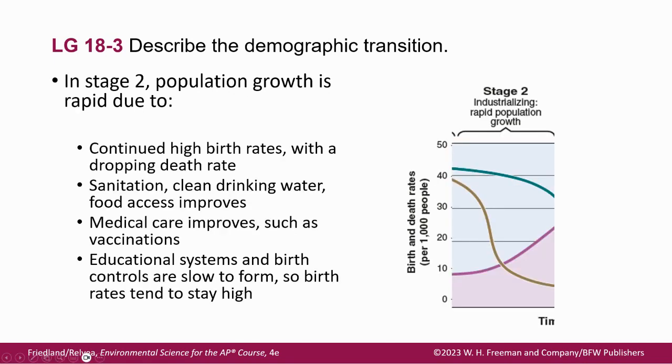Stage two. We're looking in the middle towards the beginning. Population growth is rapid due to high birth rates with a dropping death rate. Usually that means our medical care has improved. We've needed to improve our drinking water because more people are living on it. Our education systems and birth control are slow to form, so birth rates still remain high. We're overall healthier as a community, but we haven't quite figured out birth control. We're still having lots of kids, but people are also living longer, which is why we see this big exponential curve.